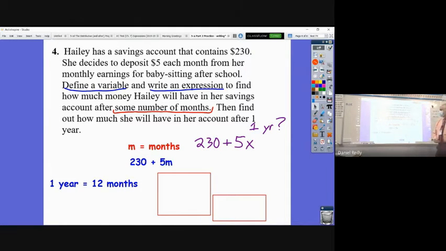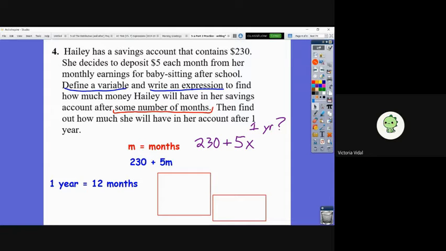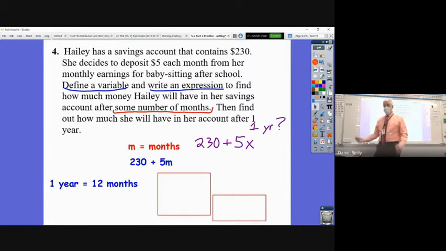All right, find out how much you'll have after a year. I kind of gave you the hint here on my answer sheet. You don't put 1 in for M. Why don't you put 1 in here for M to figure out how much she has after 1 year? Because the answer is not going to change. Well, that's true, but if you put a 1 in here and you get $235, that's how much she has after what amount of time? 1 month. That'd be after 1 month, not 1 year, right? So you got to be careful with the words here.